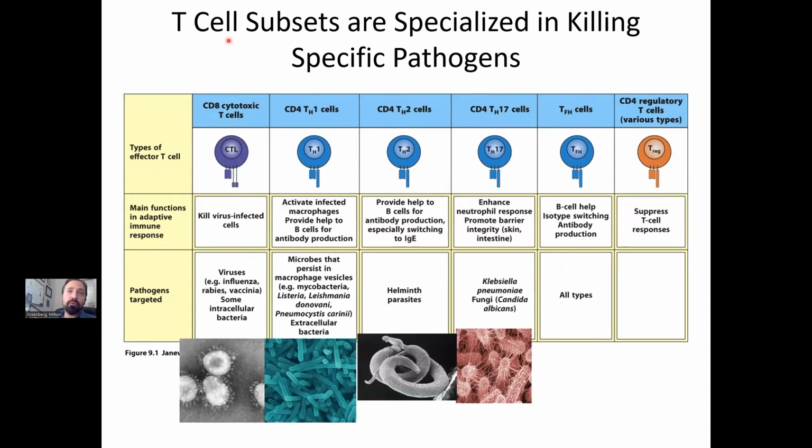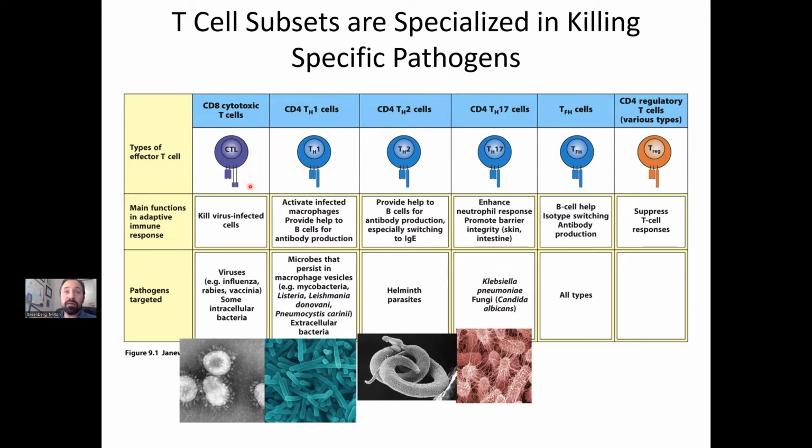So T cells are the most important cell of the immune system. They really orchestrate the entire immune response and the selectivity and ability to kill different pathogens. Because we are exposed to so many different types of pathogens, from viruses to microbes that persist in macrophage vesicles, to helminth parasites and different types of fungi, we have a variety of different T cell subsets that are very focused on killing each of these different types of microbes.